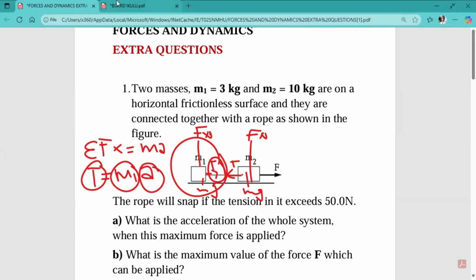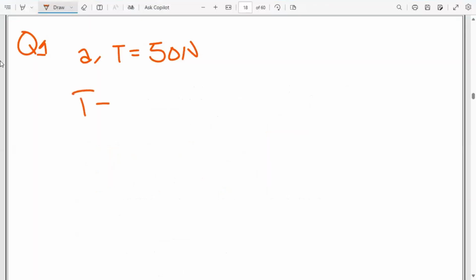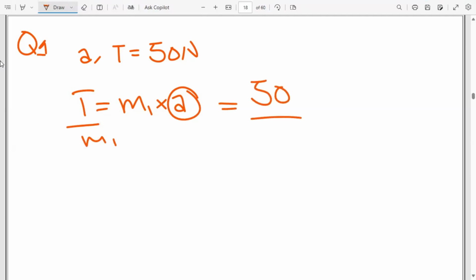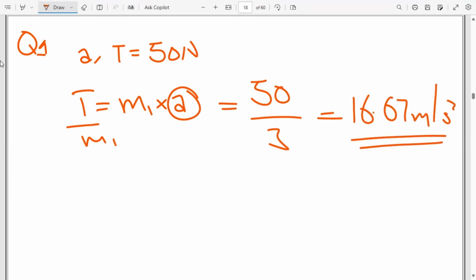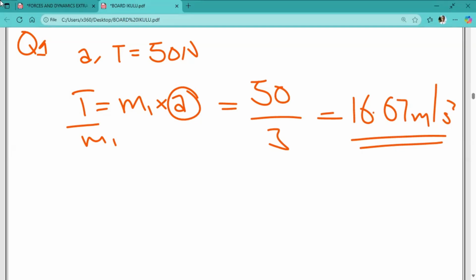So tension is equal to M1 multiplied by acceleration. We're looking for the acceleration, and this acceleration obviously is going to be the acceleration of the whole system, since this system is connected together using an inextensible string. Acceleration will be equal to T over M1, so this will be 50 divided by M1, which is 3. That means the acceleration will be equal to 16.67 meters per second squared. So this will be the acceleration if the maximum force has been applied.